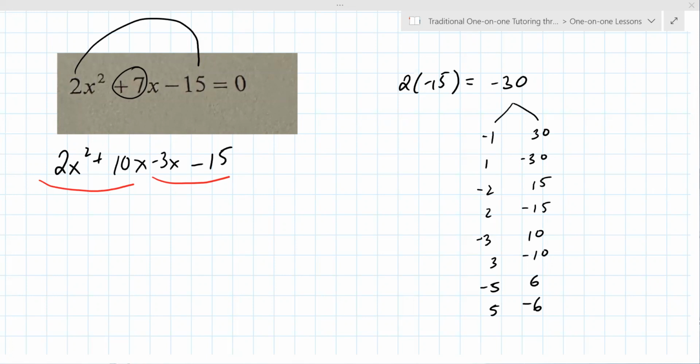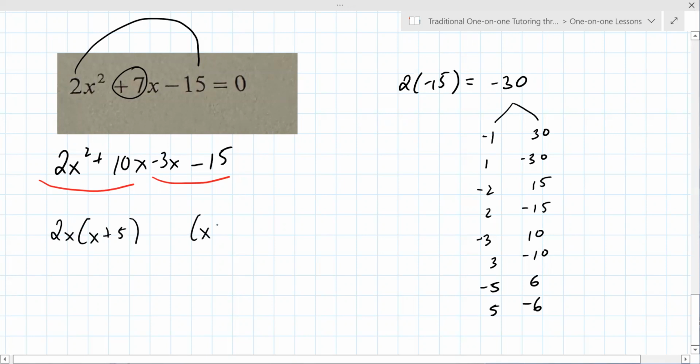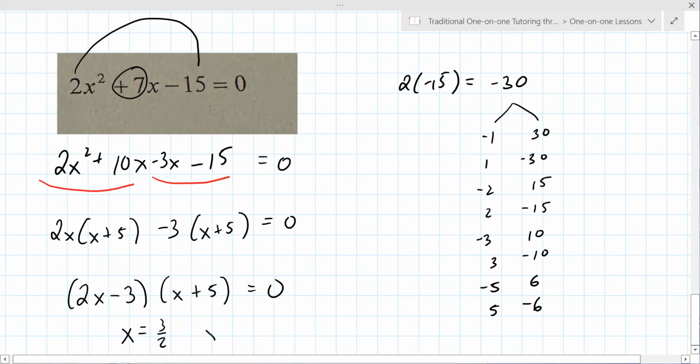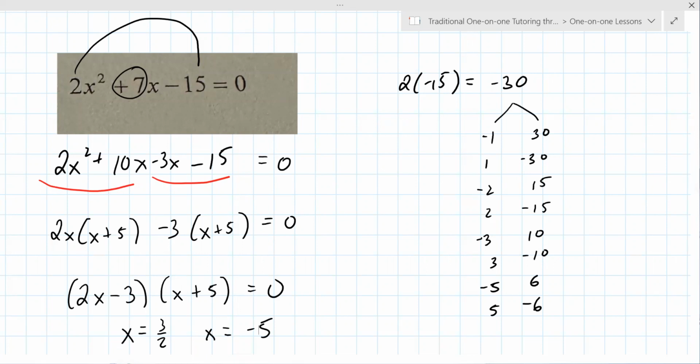Okay. So I got x equals 3/2 and x equals negative 5. Very good. All right. So the hardest part really is what's off to the right here. I think once you've done a few of these, it's just coming up with this list, because the list grows as the number gets larger. So let's give you an example of that here in number 7. Okay.